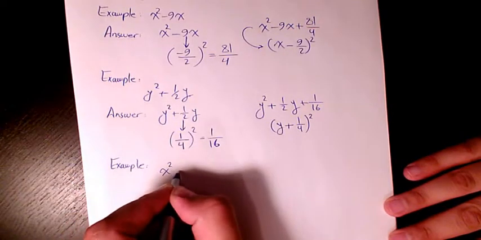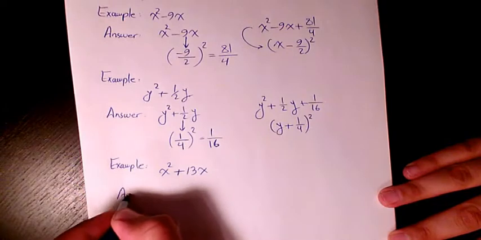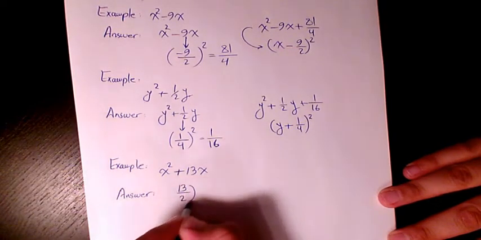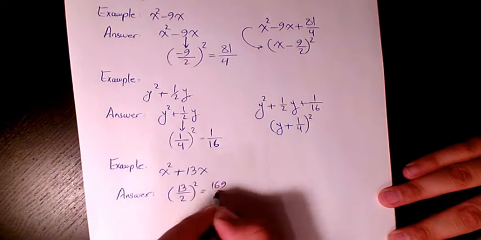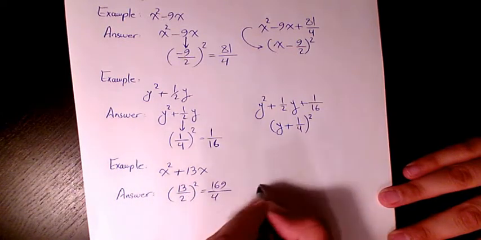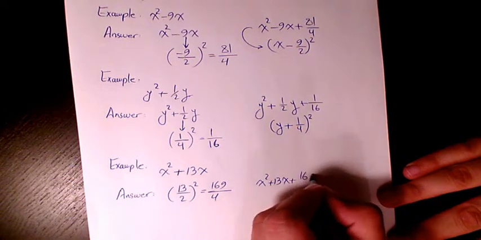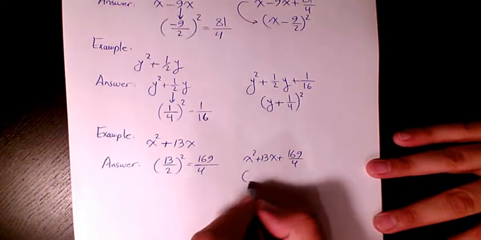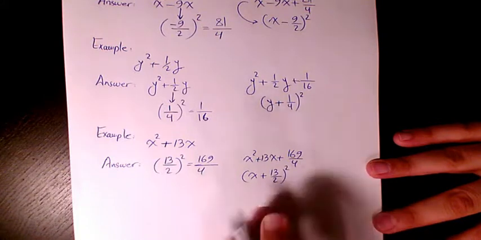x squared plus 13x. Answer: 13 divided by 2 to the power of 2 is going to be 169 over 4, that is 13 squared divided by 2 squared, which is 4. So if you have x squared plus 13x plus 169 divided by 4, we can say we have a perfect square trinomial, which is (x plus 13 divided by 2) to the power of 2.